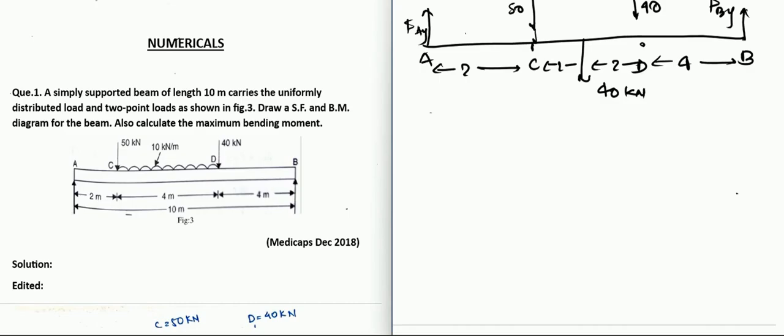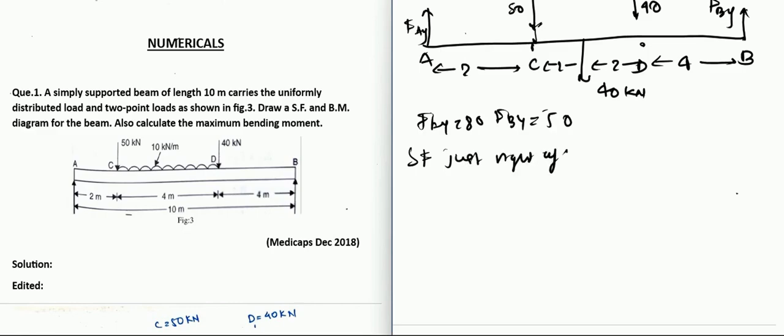Let's move to step 2, which was finding shear forces. So Fay is 80, Fby is 50. Both are in kilonewtons. Let us calculate shear forces at every point now. If you calculate shear force at A, so just right of A, it will be Fay, right?